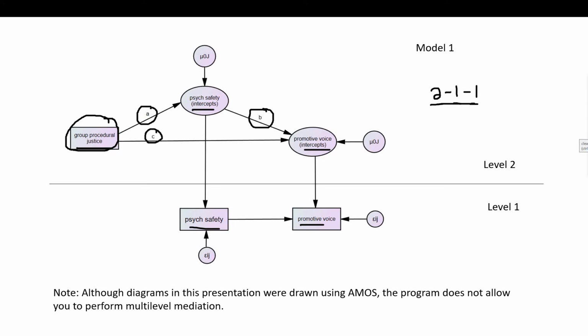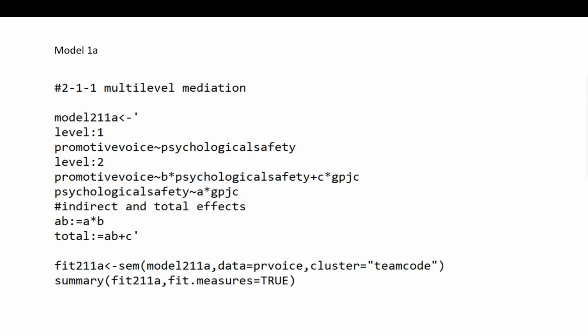So let's take a quick look at our code for this particular model. This code is contained in the text file that I was referring to earlier. You can see right here I have a pound sign followed by a comment. The pound just indicates that we have a comment line. Next, we're going to lay out the basic model. I'm creating an object in R that's called model 211A.